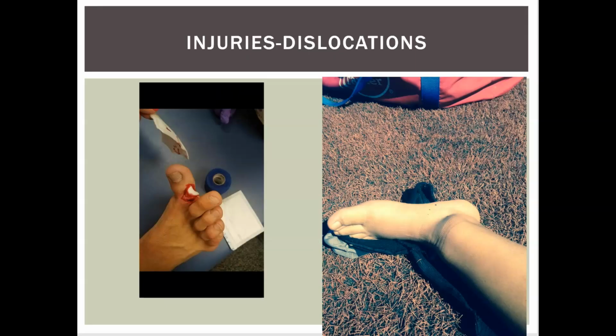Some other injuries. These are both dislocations. The one on the left is actually an open dislocation of the first metatarsal phalangeal joint. How that occurred is we had some soccer athletes playing indoor soccer in a wrestling room barefoot. So that's another reason why we should never be barefoot.